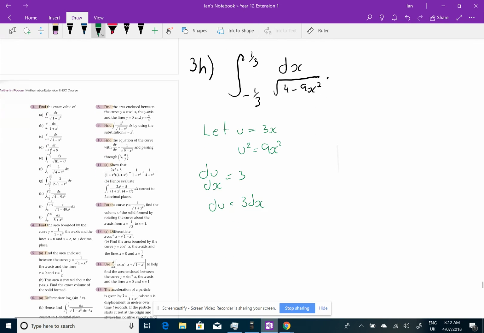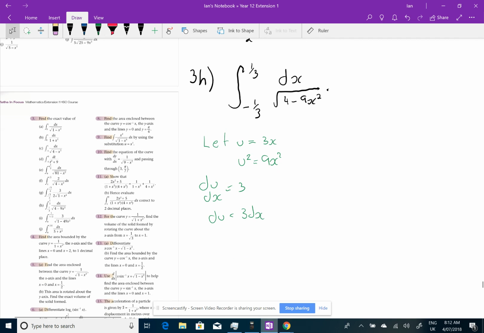But I'm also going to have to change the parameters because now I have these parameters in. So when x equals 1/3, u equals 3 times that, 1. And when x equals negative 1/3, u will equal 3 times that, negative 1. And now I have all that I need.